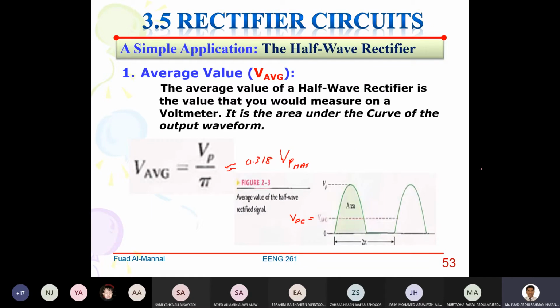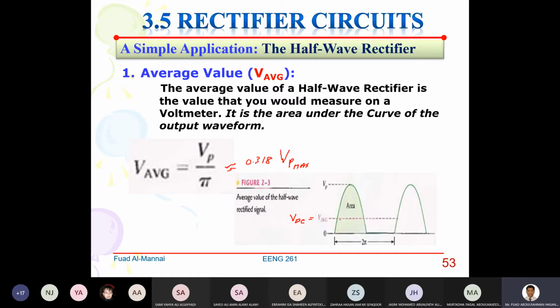Now let's look at the half-wave rectifier output. This is the output of the half-wave rectifier, as you can see. Now we want to calculate the average value, or sometimes we call it VDC. The average value of a half-wave rectifier is the value that you would measure on a voltmeter. If you put a voltmeter at the output of the half-wave rectifier, this is what you get. You get VDC.